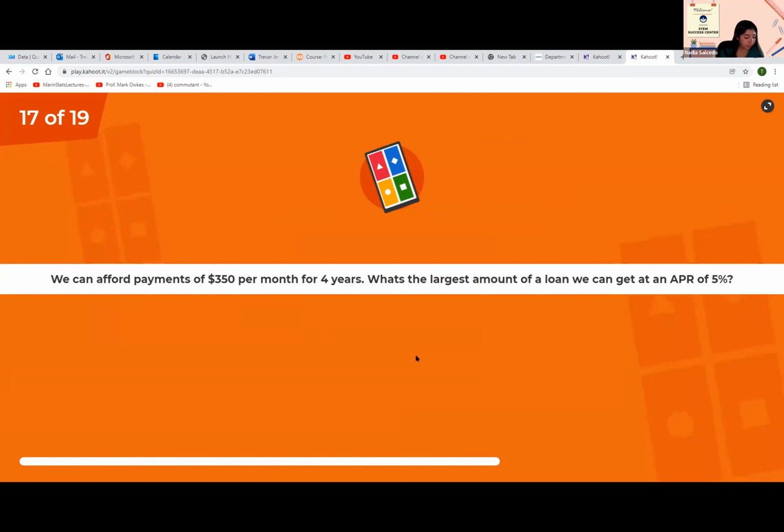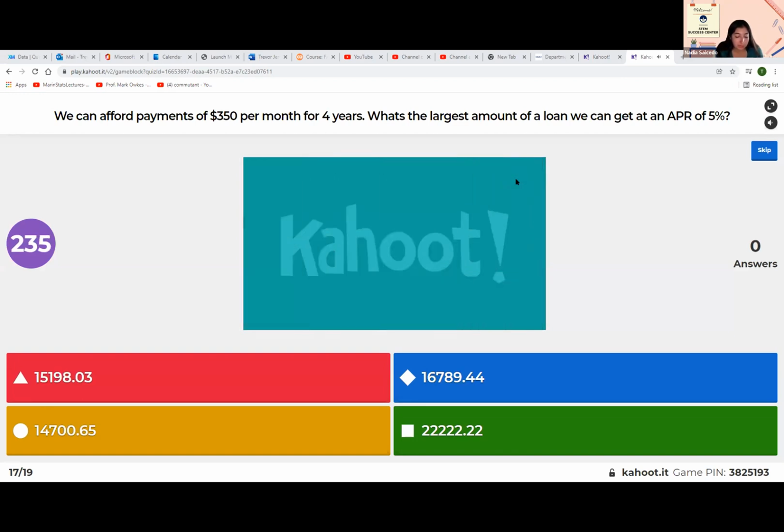Okay, so we can afford payments of $350 per month for 4 years. What's the largest amount of loan we can get at an APR of 5%? So we're trying to see how much money we can borrow if we can afford monthly payments of $350.